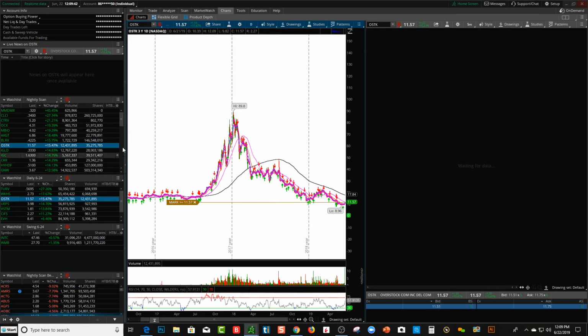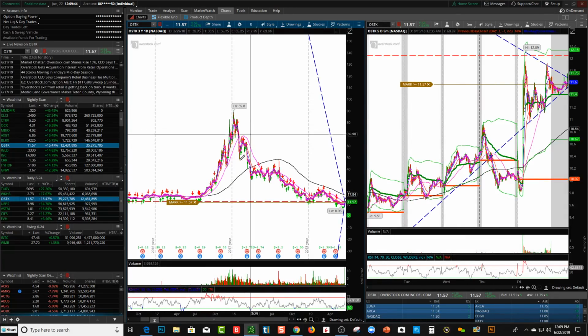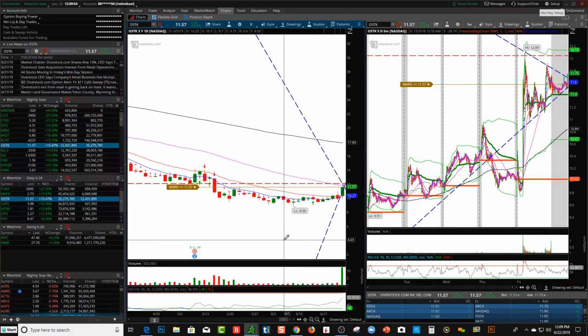Next up, let's look at OSTK. This was Overstock.com. Look at this piece of garbage. This thing used to be up to 90 bucks, all the way down to, what is it now, like 11 bucks or something like that. So look at this one. Typically I like ones that have a little bit better of a pattern that's kind of high wave-ish, but it's a little bit bigger, a little bit bulkier, right below the 50 SMA. Why did I put this one on?